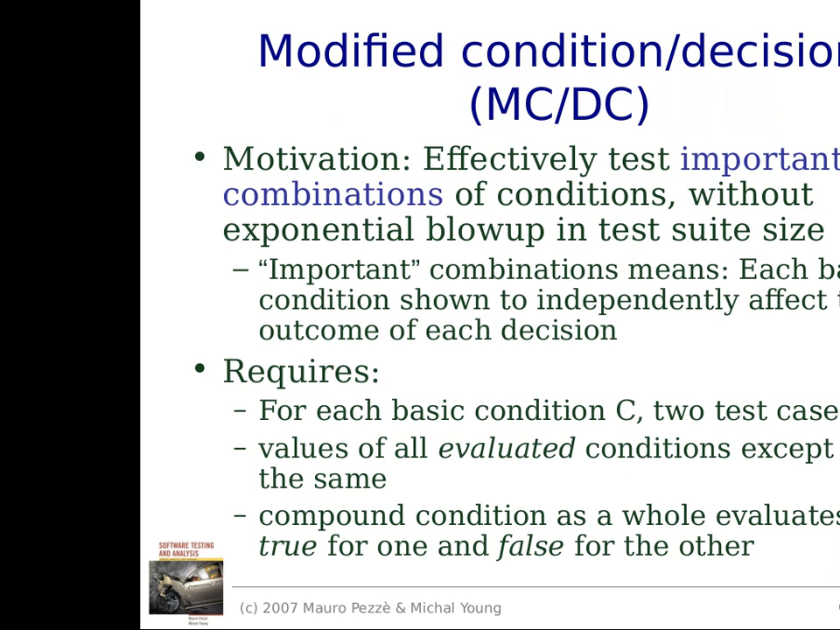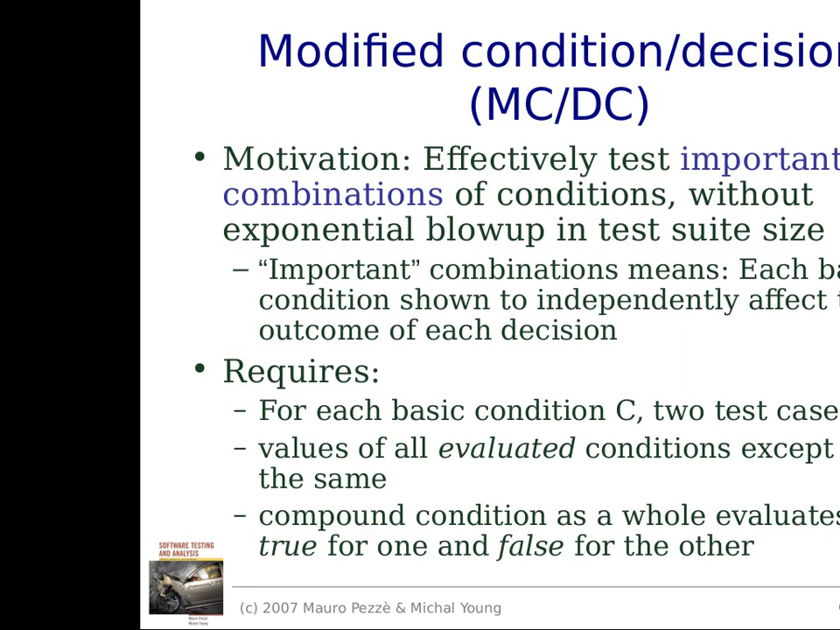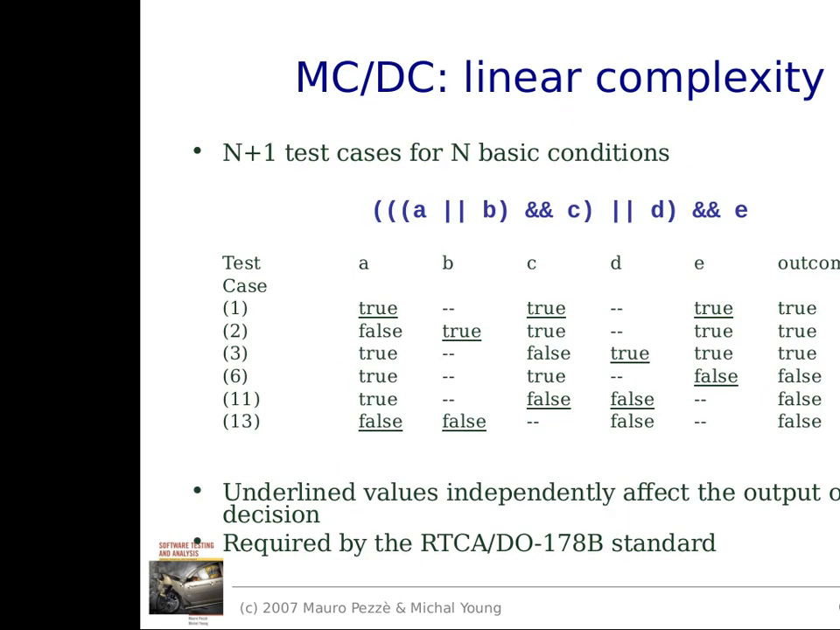So what do we come up with? Or what do people come up with to try and resolve this? It's called the modified condition decision. The idea here is instead of having to deal with all the exponential different paths here, we're going to try and simplify it. We're only looking at important combinations. For each basic block C, the two test cases evaluate conditions except C are the same. All right, this makes more sense if there's an example. Here we go.